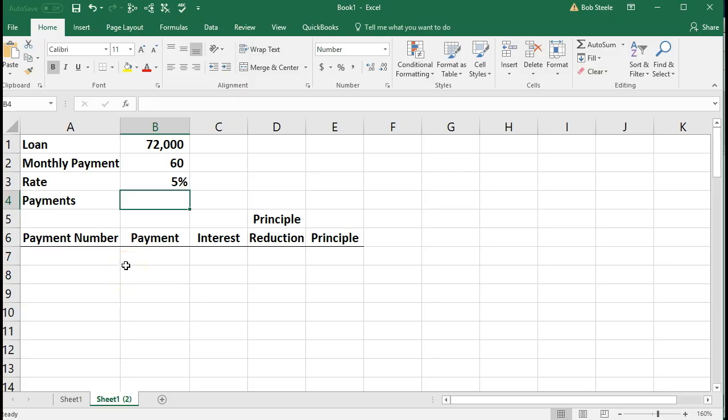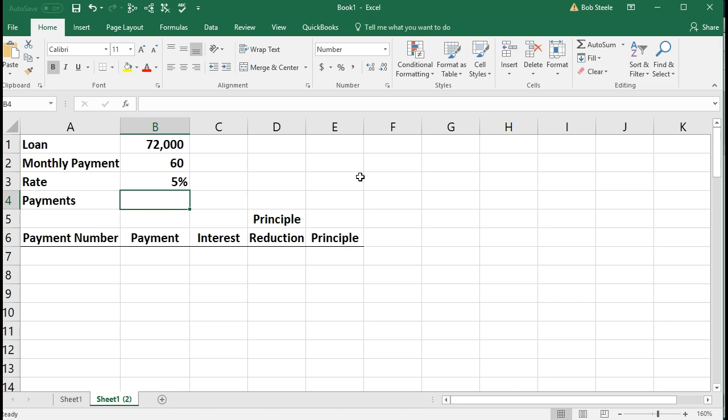Here is our data in Excel. We have the $72,000 loan. We're going to say it's for 5 years, and we're going to pay monthly. So 5 times 12 means we're going to make 60 payments, and we're going to say the rate is 5%. On a typical loan, that's going to be the type of information we have. We may or may not even know the payment. We probably know the payments too, but we're going to calculate the payments here.